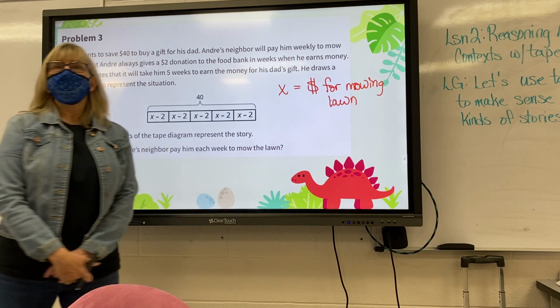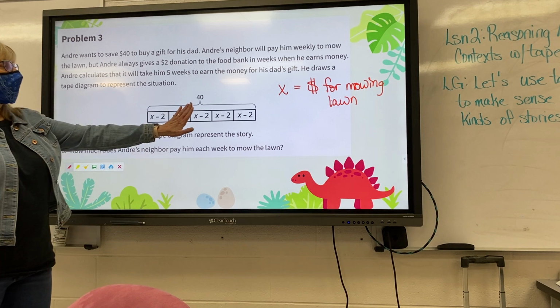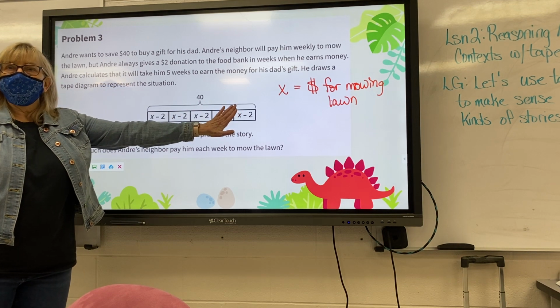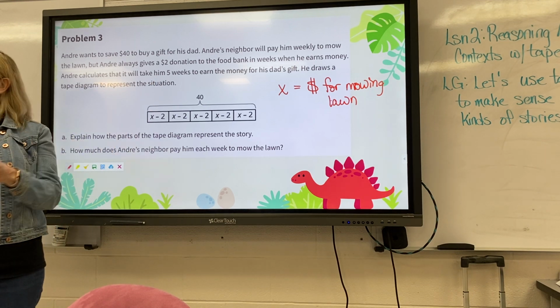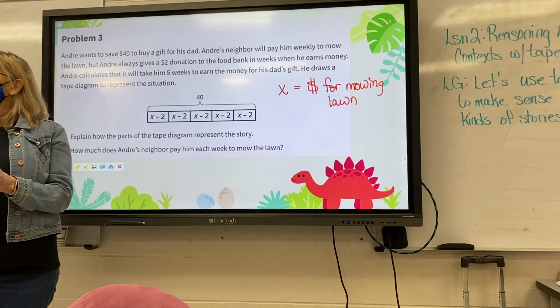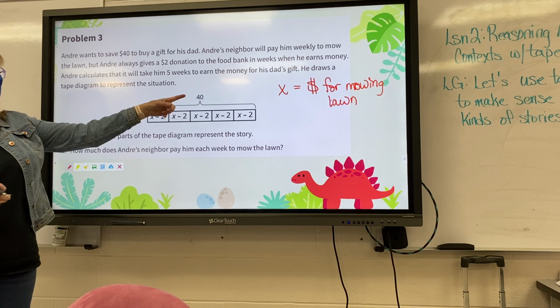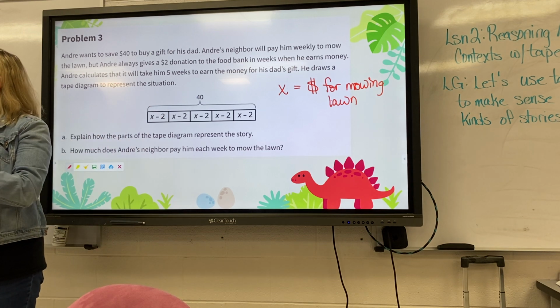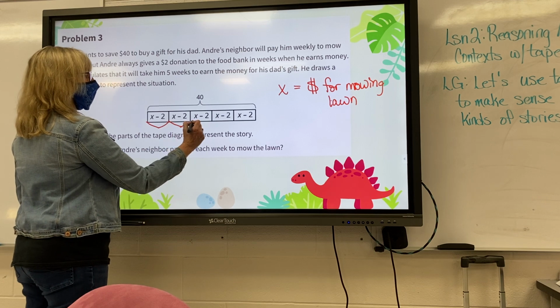All right, so what do you see? I'd say I see 40 divided by 5. Do you see 5 groups that are equal and altogether equal 40? Do you see that? 5 groups, so that's x minus 2. So could I take the 40 and divide it by 5 and figure out what each of these equals?